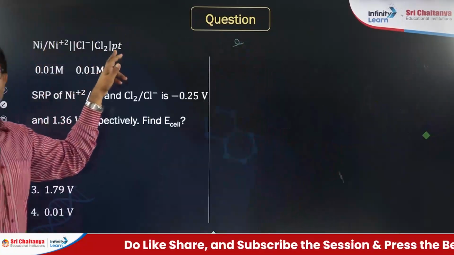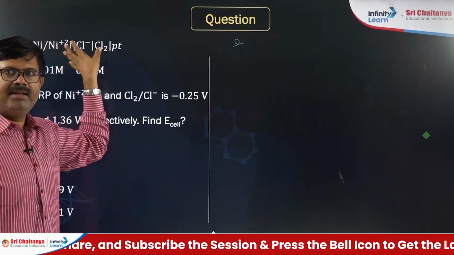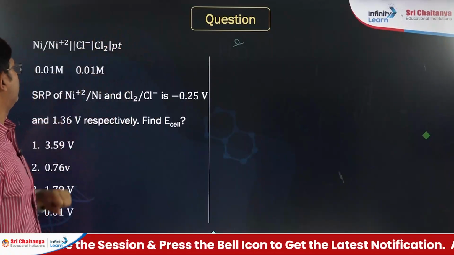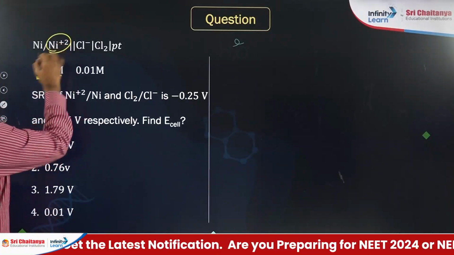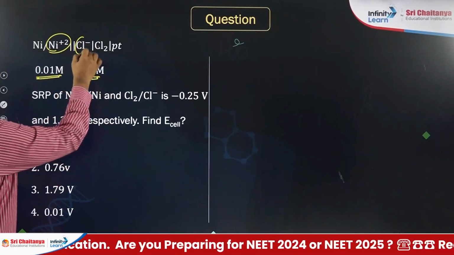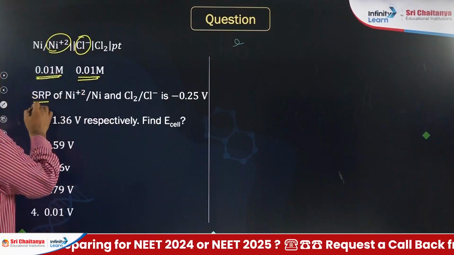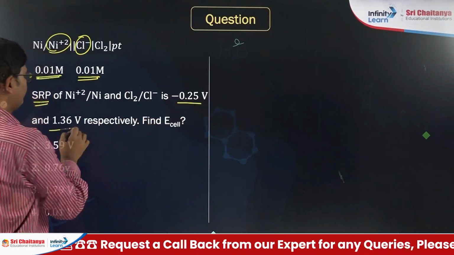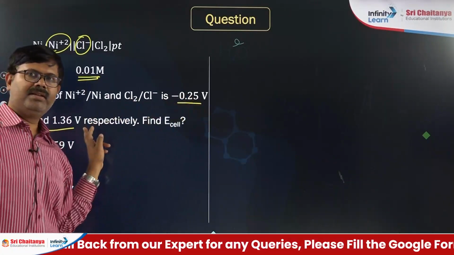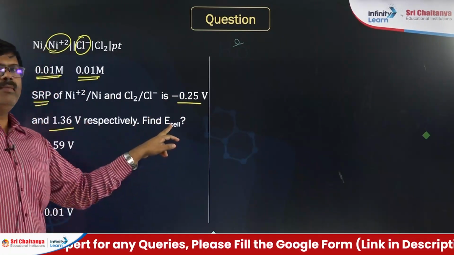This is the galvanic cell. Anode side nickel is there, cathode side chlorine is there, and this is the molarity of the nickel ion. This is the molarity of the chloride ion. Standard reduction potentials of nickel is given, chlorine is also given. This is the nickel reduction potential, this is the chlorine reduction potential. Find the EMF of the cell.